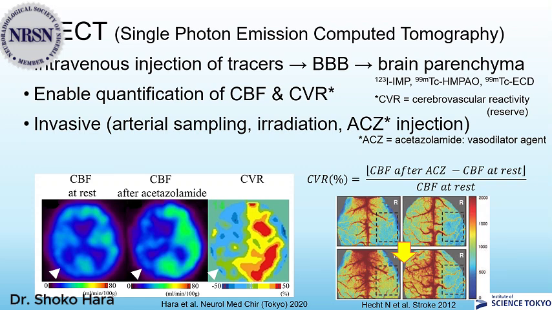So let's move on to SPECT, another imaging modality that uses radiological isotopes. Compared with 15O PET, which is commonly used in the United States and European countries, SPECT is more widely used in Asian countries such as Japan, Korea, and China. SPECT measures the distribution of tracers within brain parenchyma after intravenous injection.